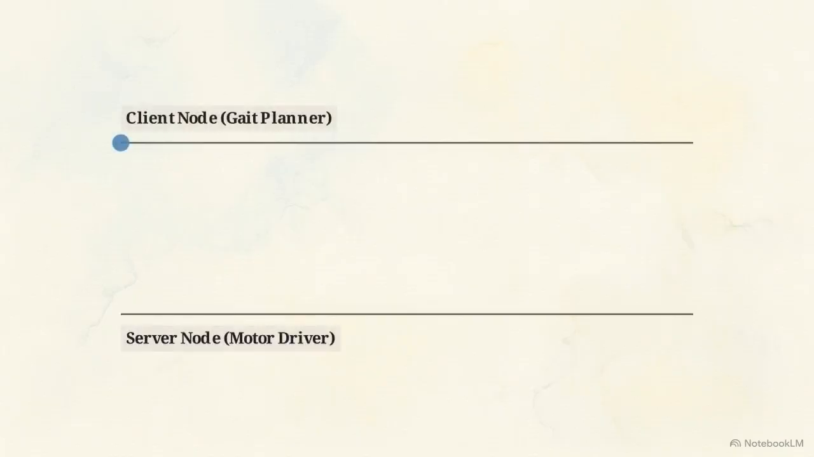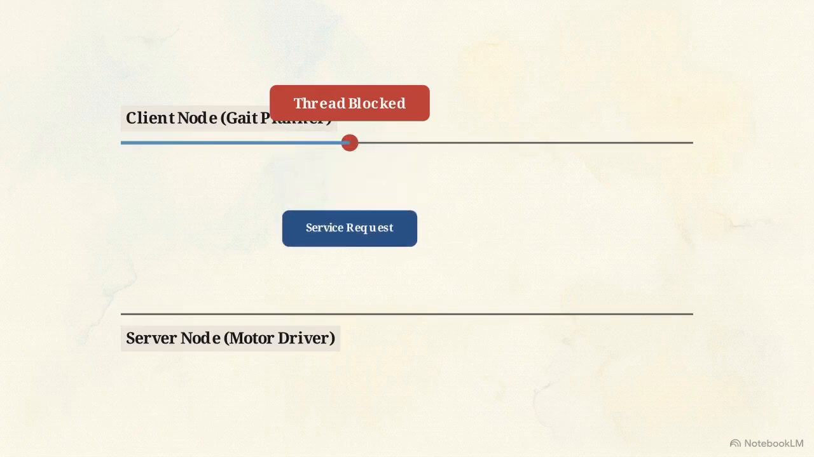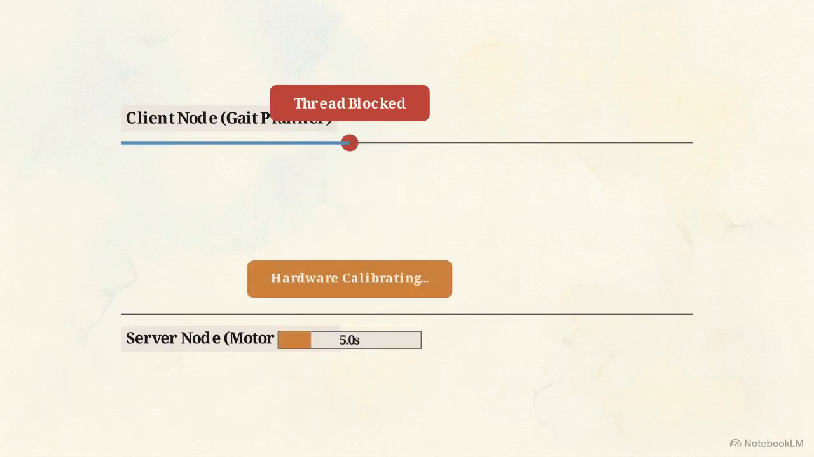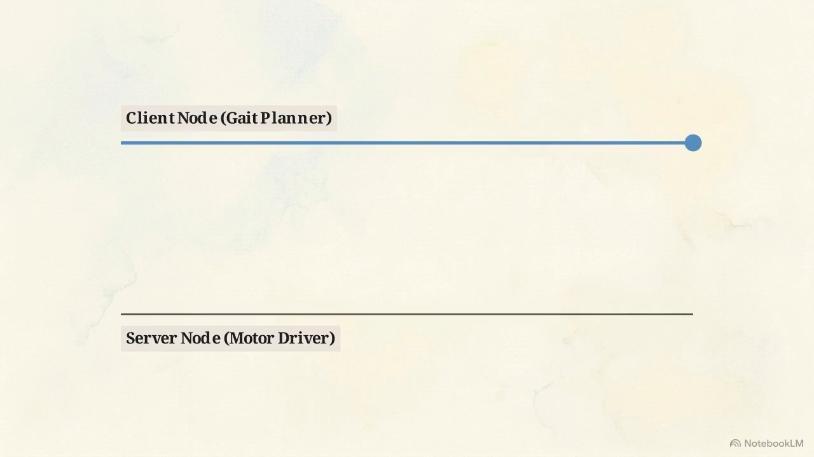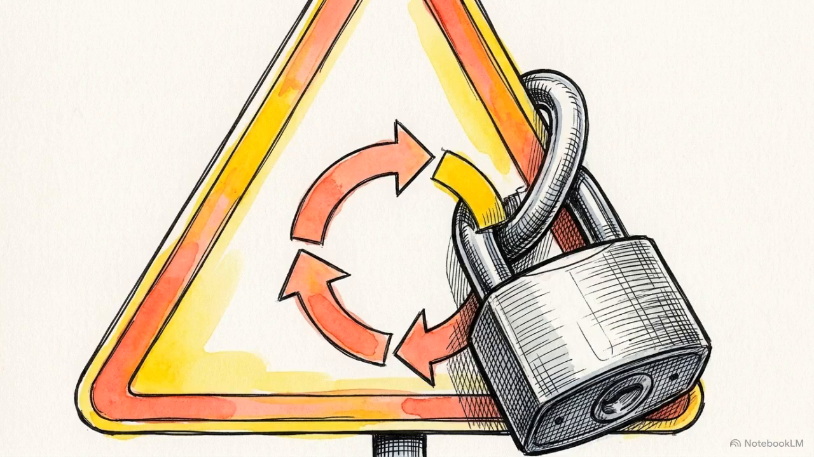When the client node sends a request, its execution timeline immediately halts. It blocks the thread entirely, sitting frozen while the server takes 5 full seconds to run the physical calibration. Only when the response is returned does the client unblock. This rigid, locked-step behavior is why you must never use services to request continuous sensor data.